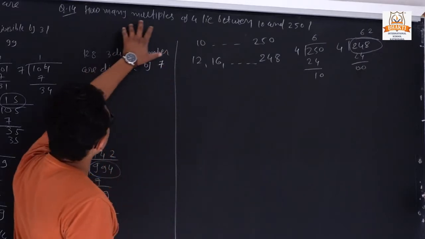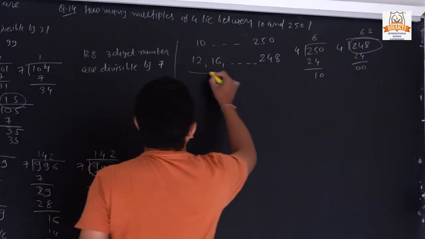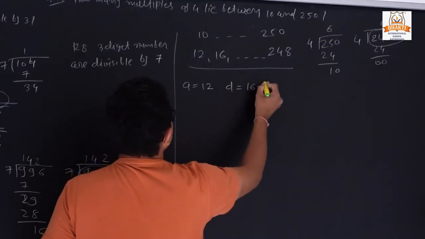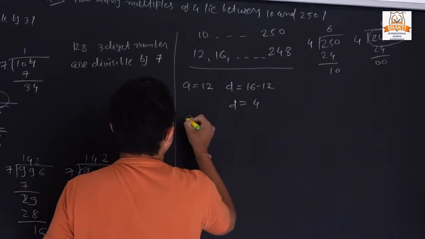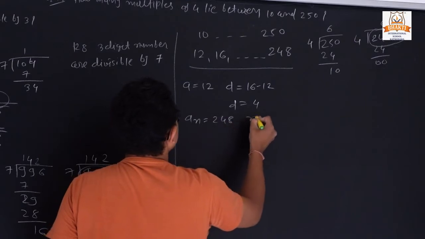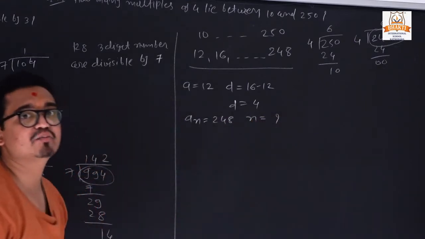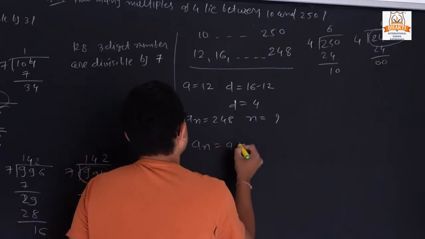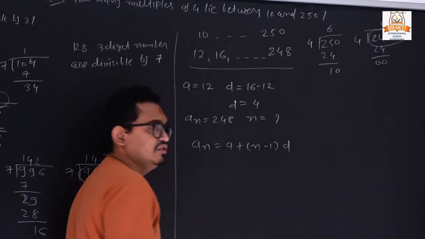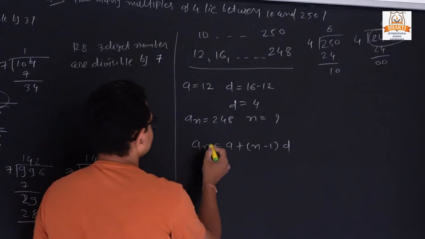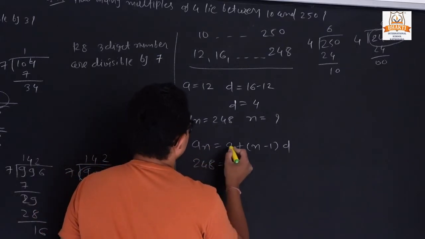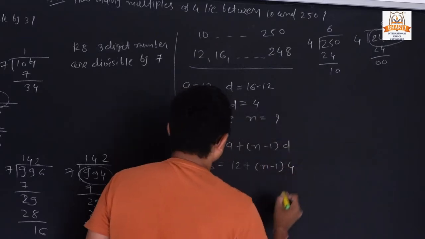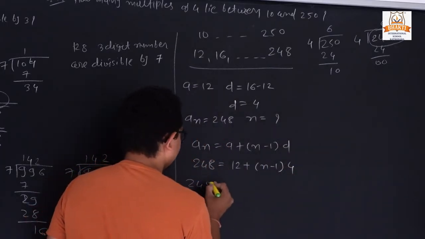Now what are they asking? How many multiples? So once again we have one series. What is its first term? 12. What is the difference? It is 4 and an is equal to 248. We want to find the value of n, because that is the number of multiples. We can use our formula a plus n minus 1 into d. So an is 248, a is 12, and d is 4.